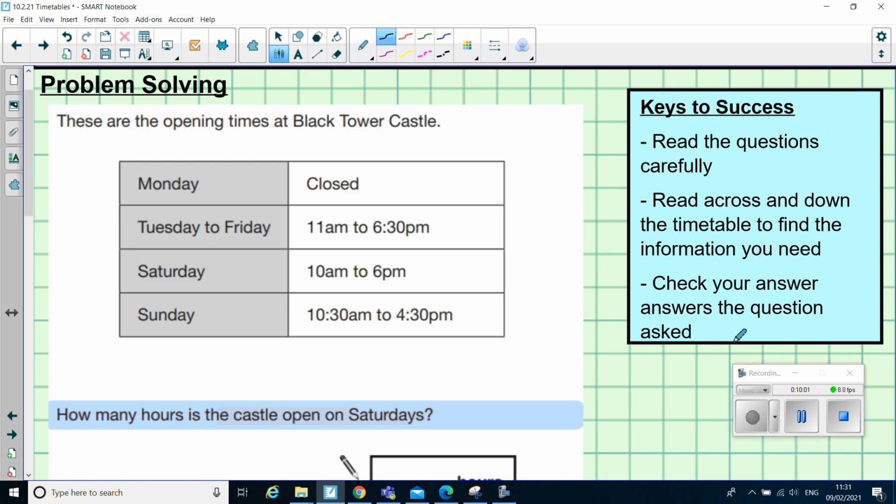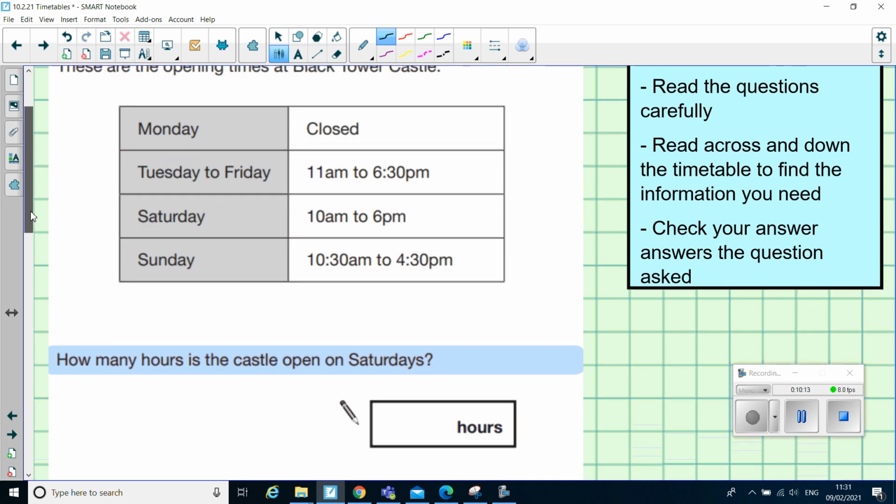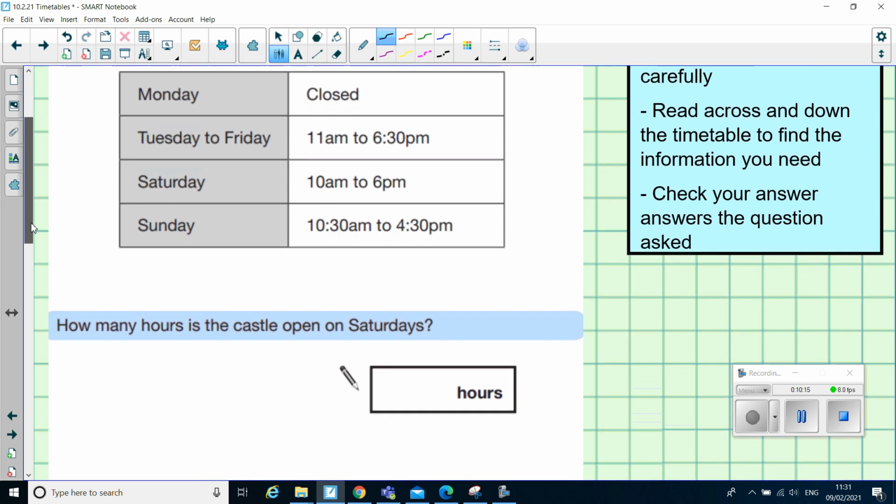So I've got a couple of example questions that we'll work through together, and then you've got some questions to have a go at on maths.co.uk. So, question 1. These are the opening times for Black Tower Castle. Okay, so it's a castle, and these are our opening times.